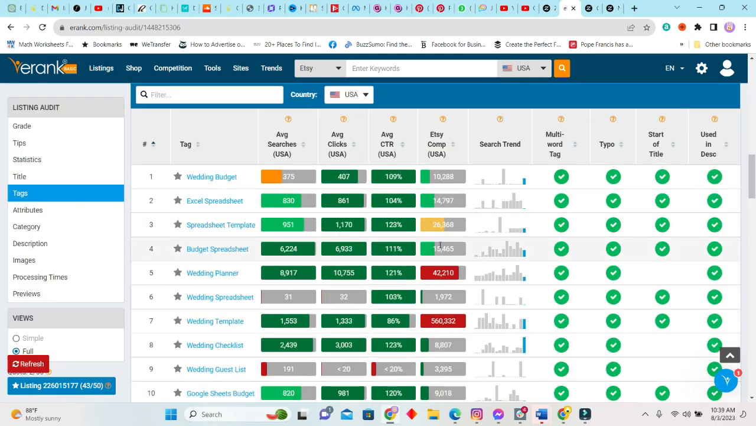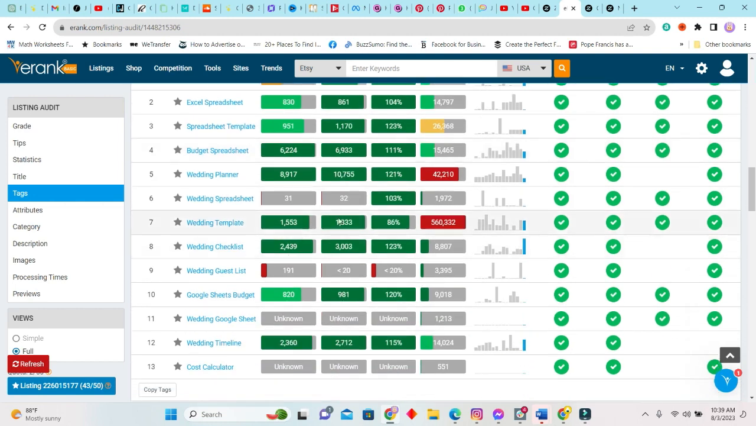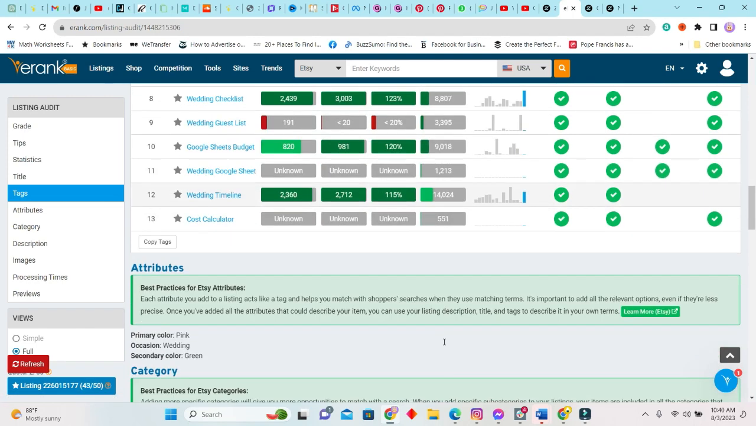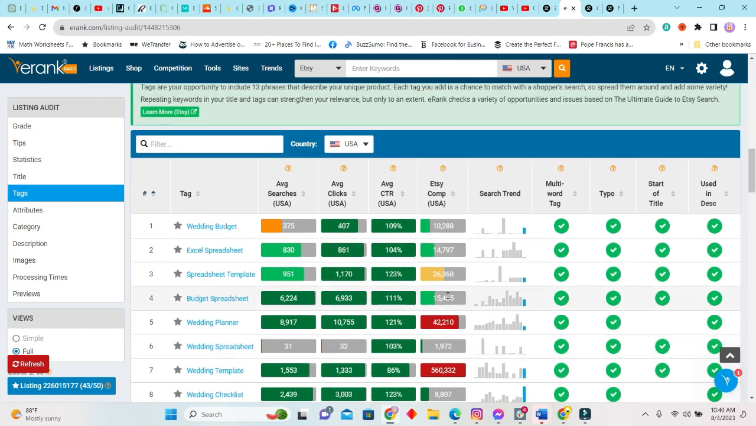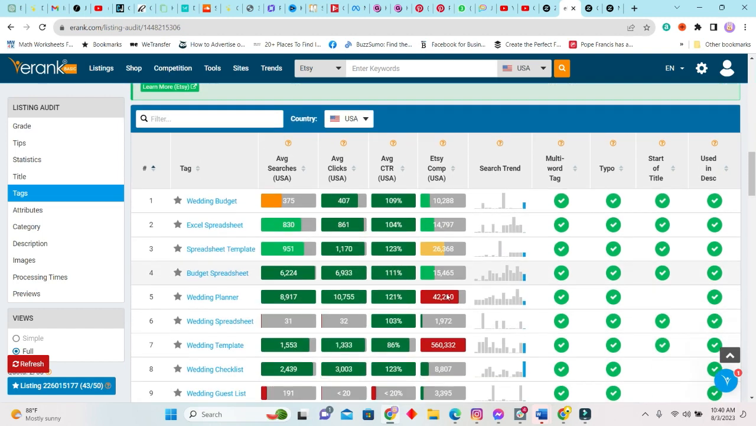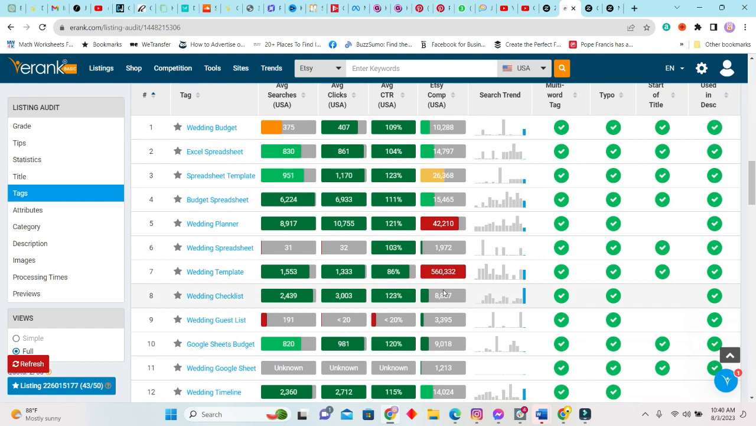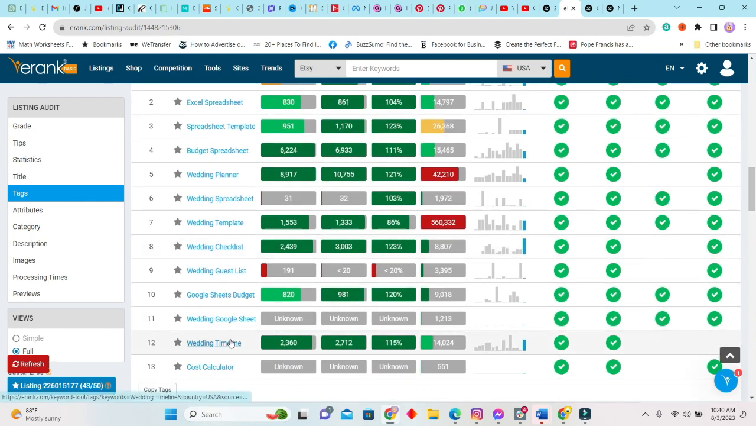Okay, so we continue digging into eRank. So we have wedding checklists that you can create on Excel, and of course you have Google Sheet budgets that you can also use, and wedding timeline that you can also create. So guys, remember that you have to dig in order to get the opportunities. All right, so all these are items that you can create.